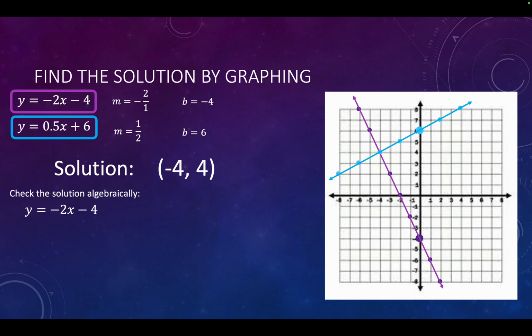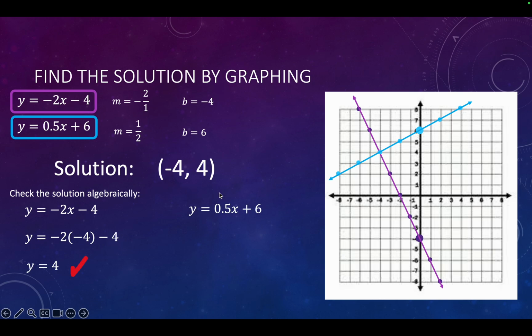We can check the solution algebraically. If we plug in our negative 4 for the x and calculate that out, that would be 8 minus 4. Our answer for y is 4. That was our y point here. That checks out for the top equation.